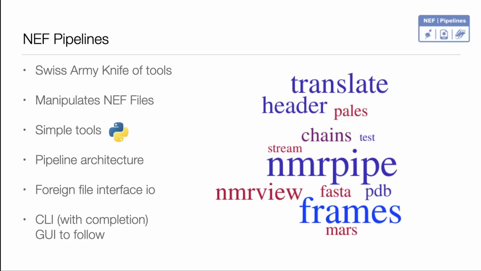There's really 2 sets of tools. There's one set of tools which is for manipulating NEF files, and things like translate and header and listing the chains in there and streaming NEF files into a pipeline. And we'll talk about what pipelines are in a minute. And then there's a set of foreign file access tools.